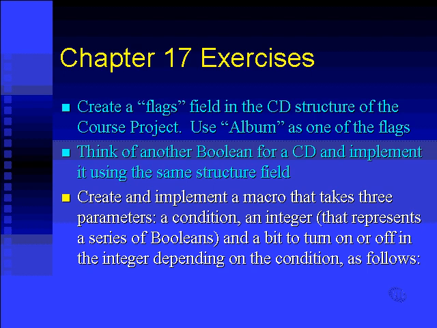The 3 parameters are going to be a condition, an integer. The integer is going to represent the series of booleans. In other words, it's the flags field of the CD, and a bit, a single bit. The bit is the 3rd parameter. In other words, that'll be bit number 1 or bit number 2 or whatever you want to call it. The bit that will turn on or off depending on whether condition is true or false.